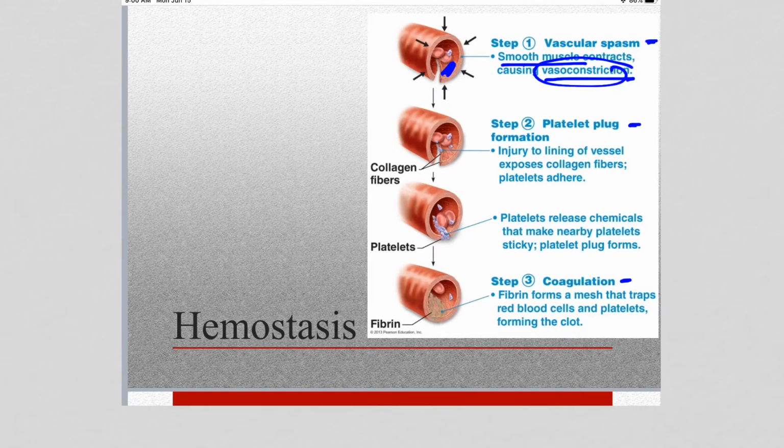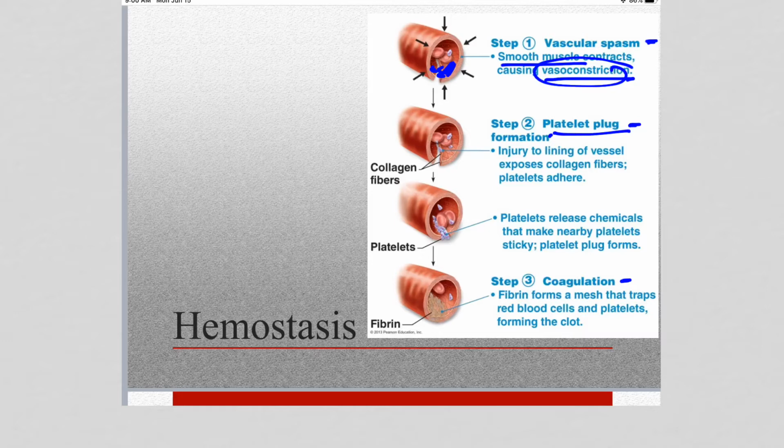After the vasoconstriction, you're also going to have collagen fibers that are exposed as a result. These collagen fibers provide a surface for the platelets to adhere to when they form their plug, which is the next step. Step 2 is platelet plug formation. The platelets are going to form a plug that's going to seal that break in the blood vessel wall.